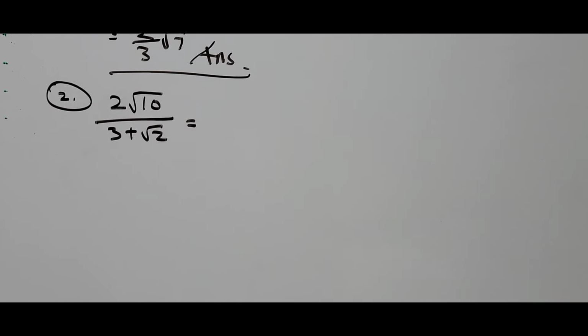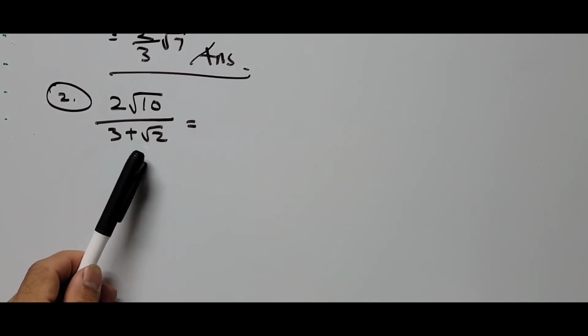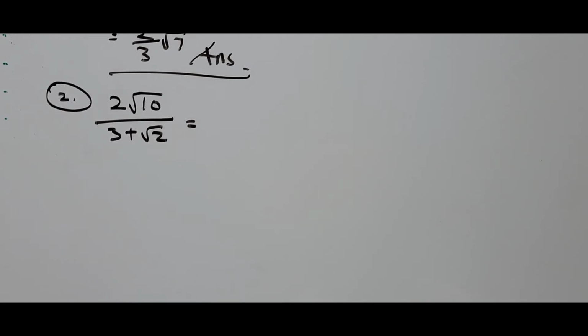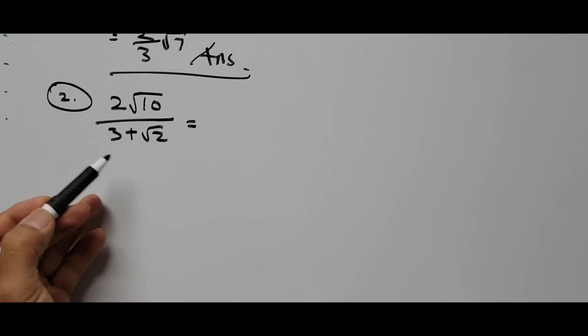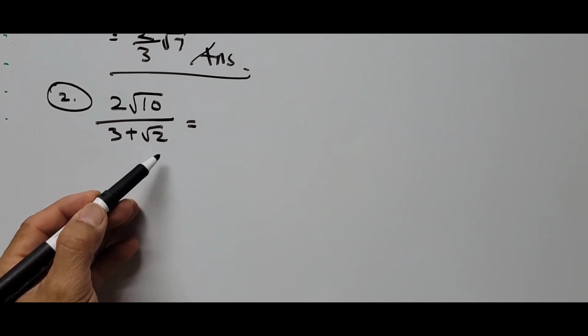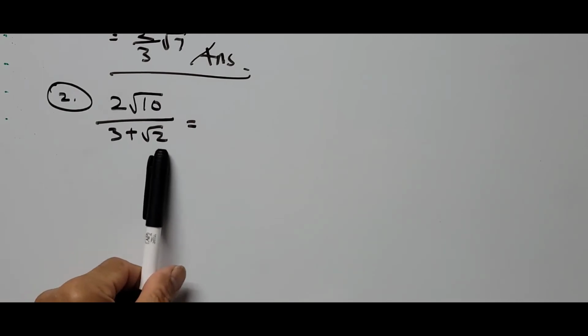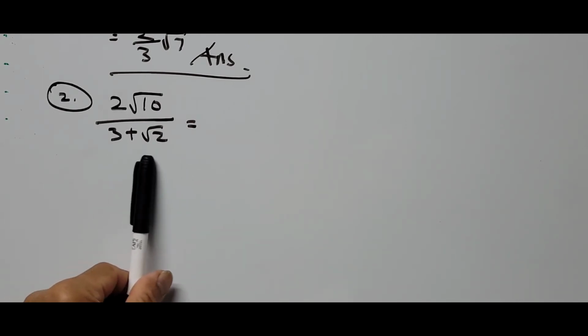And here is our last problem. 2 times square root of 10 divided by 3 plus square root of 2. If you notice, the bottom of this fraction has an addition of a whole number and a radical. And how are we going to simplify that? To get rid of that radical on the bottom, all we have to do is multiply the whole top and bottom with the conjugate of this bottom number, 3 plus square root of 2.